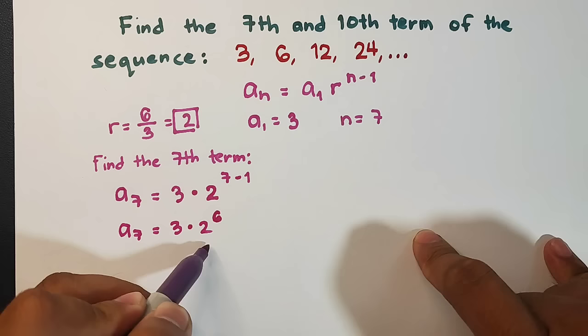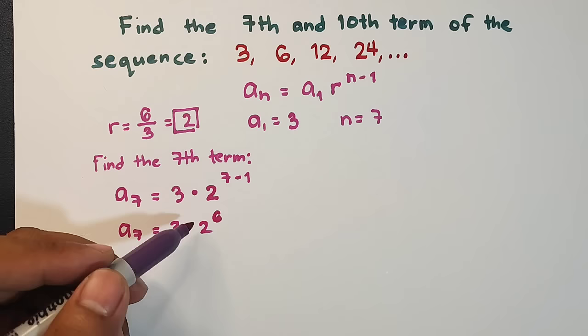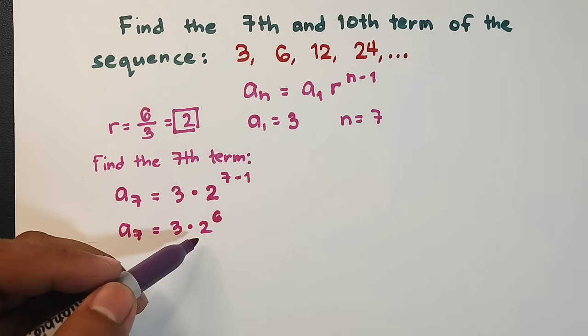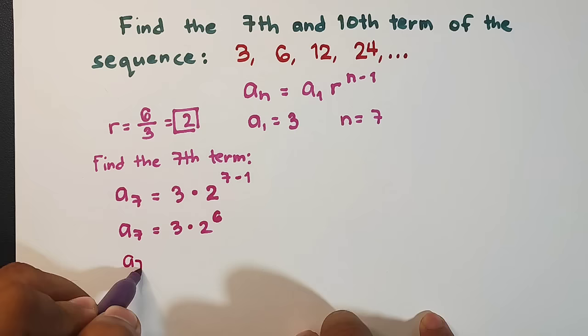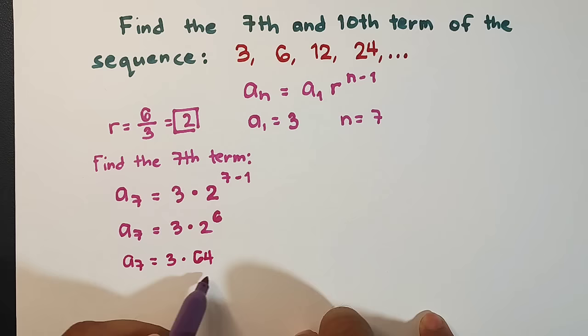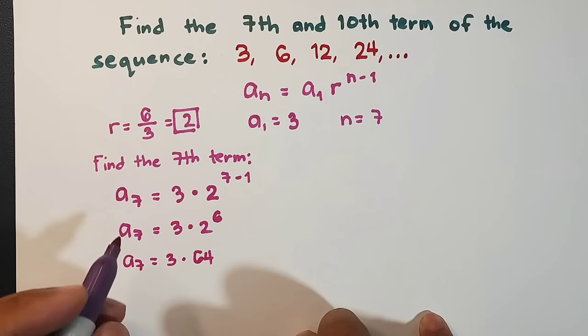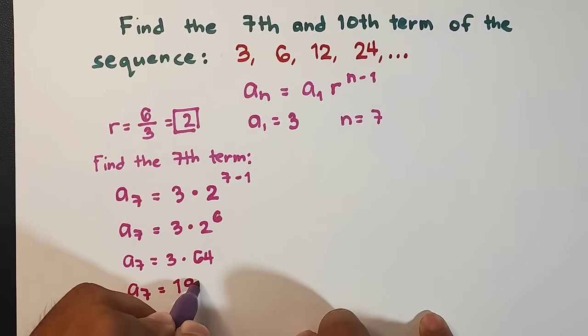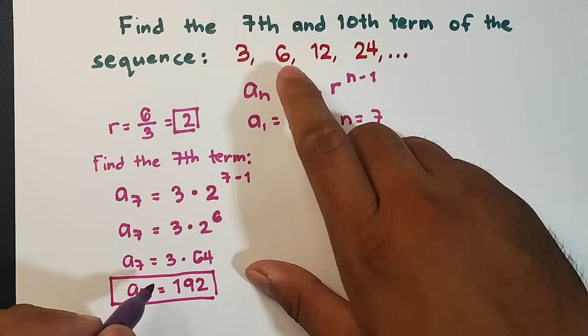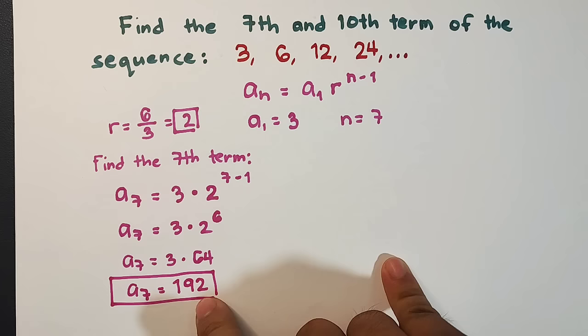Ibig sabihin nito, you will multiply 2 six times to itself. Pero kung meron kayong calculator, you can use your calculator by getting 2 raised to 6. And the answer is simply 64. So we have now, a sub 7 is equal to 3 times 64. Then multiply 3 and 64. 3 times 60 is 180. 3 times 4, that is equal to 12. So 180 plus 12, that will give you the answer of a sub 7 is equal to 192. Ibig sabihin nito, guys, is that the 7th term of the sequence 3, 6, 12, 24 is 192.